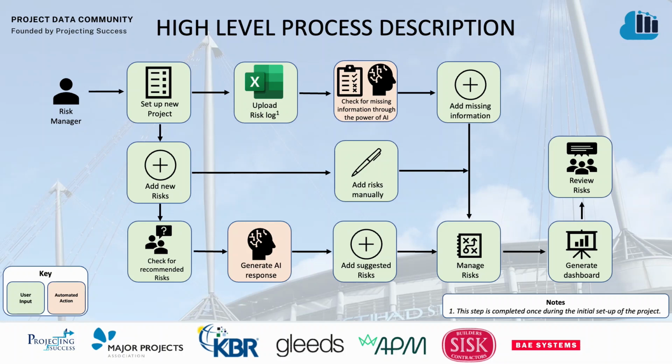The high-level process description shows the user journey as a risk manager to document risks. We can see that a new project is set up and the existing risk log is uploaded. Then the tool is going to check for any missing information using AI and a large language model, and this information is then added manually. The risks are managed and a dashboard is generated, whilst we can also add new risks which can be generated with an AI response.